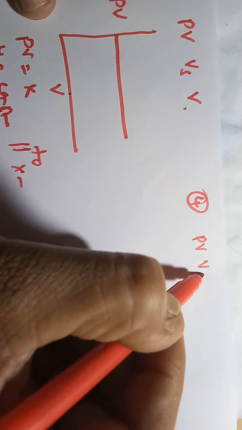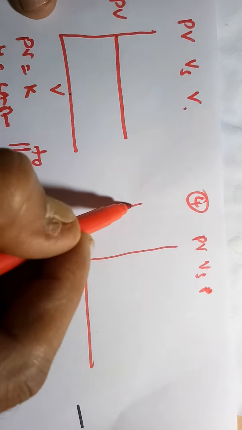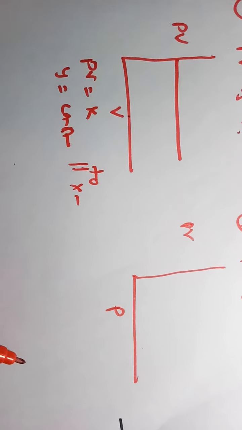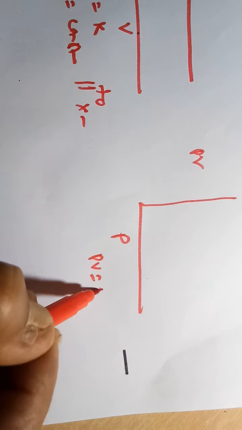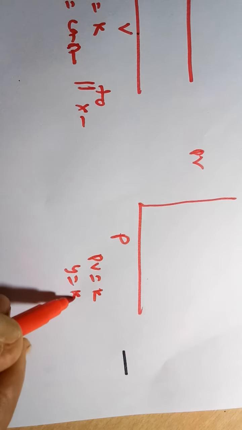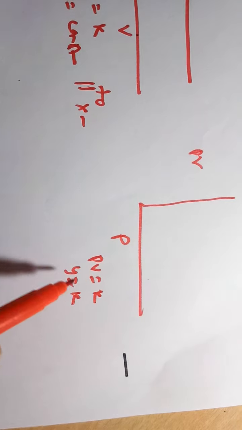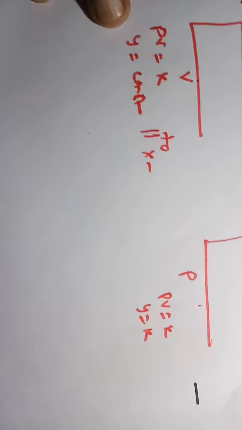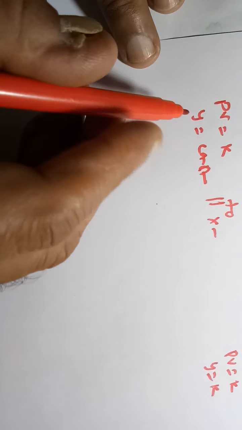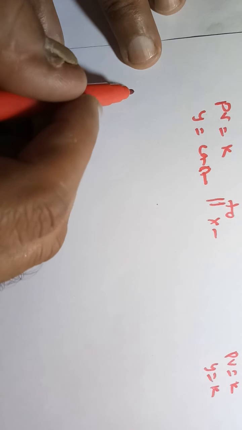Next, the fourth type of graph, let us consider PV versus P. So I should take PV here, P here. Here also we have the relation PV is equal to constant. So y is equal to constant, which is parallel to the x axis. If I draw it, I get such a graph.